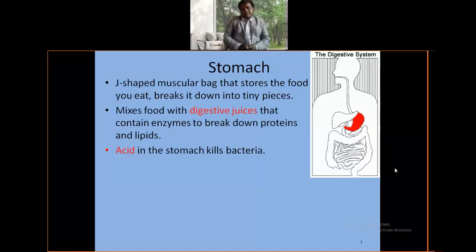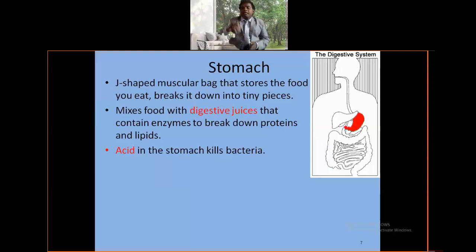It breaks the food down into tiny pieces by using gastric juice, because there are so many muscles in the stomach also. Which shape? It is J shaped. And one more thing, the stomach secretes digestive juices. The glands in the stomach are called gastric glands. We will discuss the gastric glands as a separate topic, the digestive glands. This is just a general view.